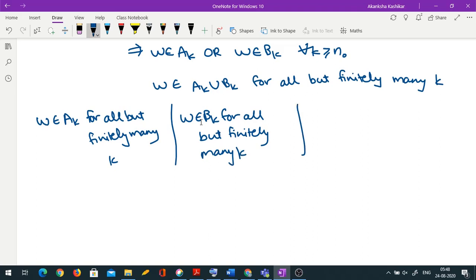Of course, both these include the possibility that omega is in both for all but finitely many k. Okay, and the third possibility is omega is in a_k infinitely often and omega is in b_k infinitely often, but it is not in any one of these for all but finitely many.